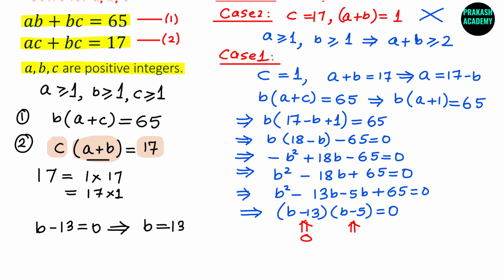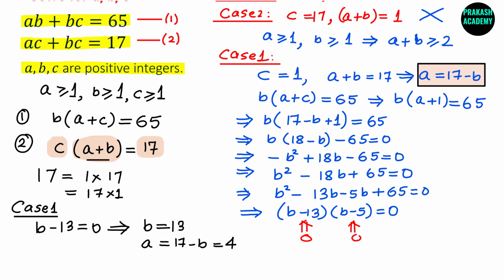If B equals 13, then we can also find A, because A equals 17 minus B. So A will be 17 minus 13, which is 4. Now this was case 1, that is B minus 13 equals 0. We can also have B minus 5 equals 0.